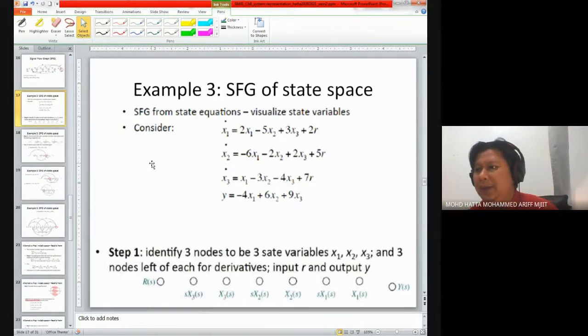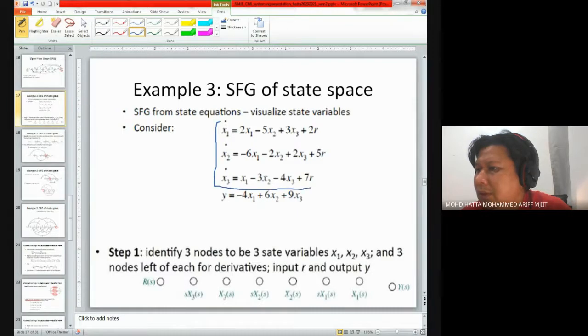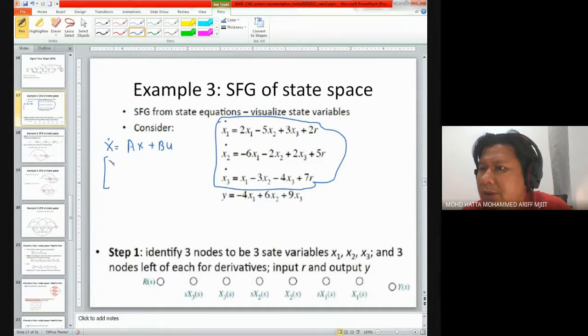Let's say we have this kind of differential equation. We have 3 differential equations: x1 dot, x2 dot, x3 dot. If we have these 3 equations, basically we can put them in a state space model where we have Ax plus Bu. X over here is a 3 by 1 column matrix.